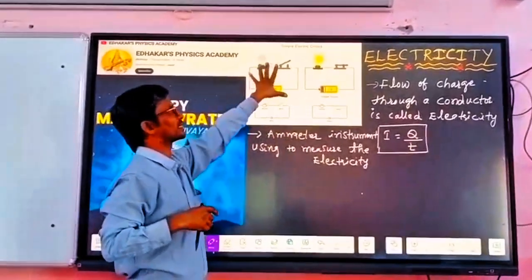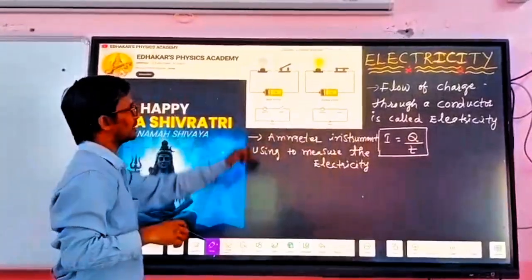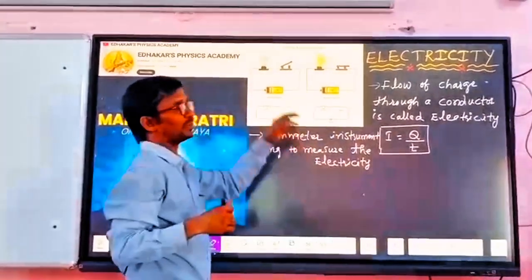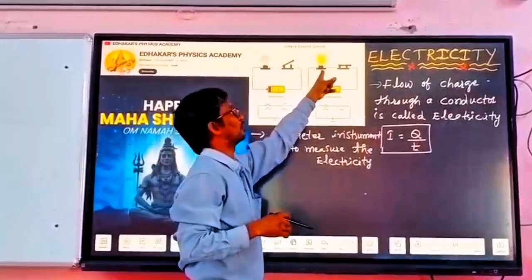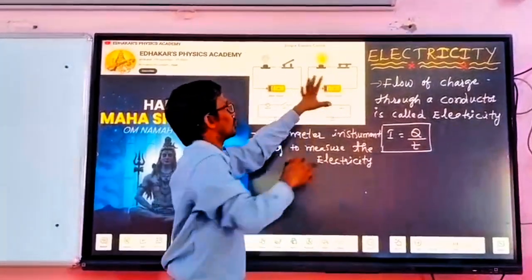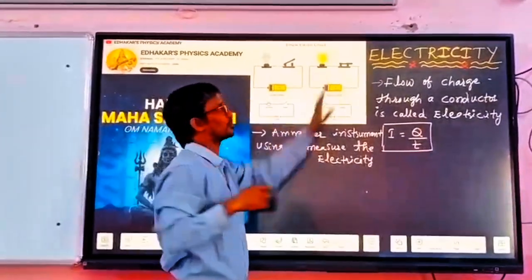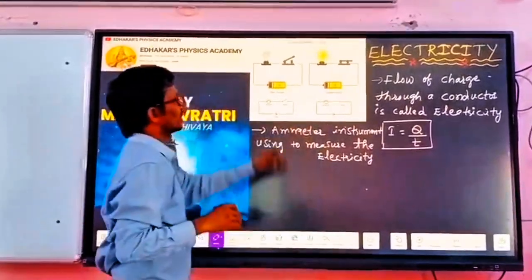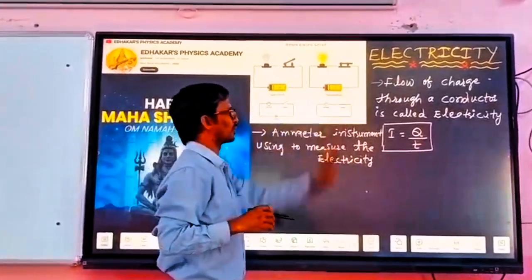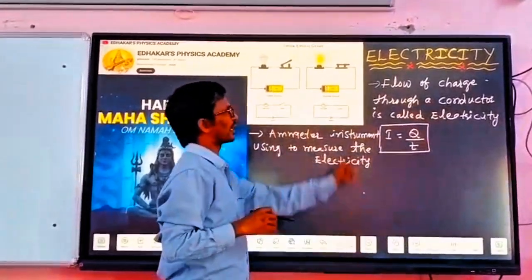So this is an electric circuit. In a closed circuit, the switch is on, and the bulb, switch, and cell are all connected. So in a closed circuit the bulb will glow. In an open circuit the bulb will not glow. This is the definition of electric current.